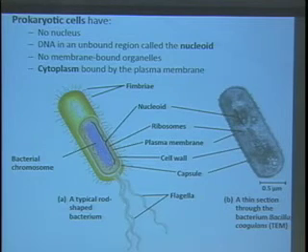And a lot of work in the microbiology community has shown that, in fact, it used to be thought that the DNA was just kind of randomly sitting there like spaghetti. But in fact, it turns out that the bacterial DNA is actually packaged by proteins that resemble the histone proteins that package eukaryotic DNA. We'll talk about that more later, but just keep in mind that the DNA is organized in those cells. There are no membrane-bound organelles in bacterial cells, and the cytoplasm is bound by the plasma membrane.